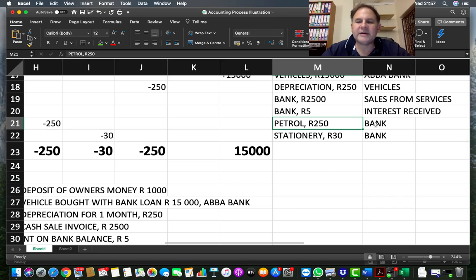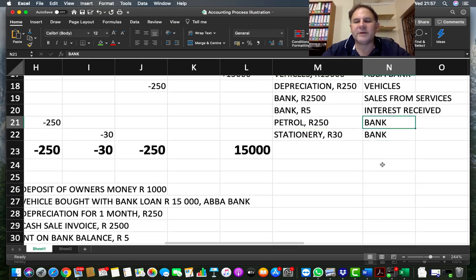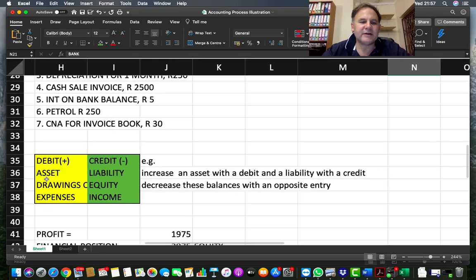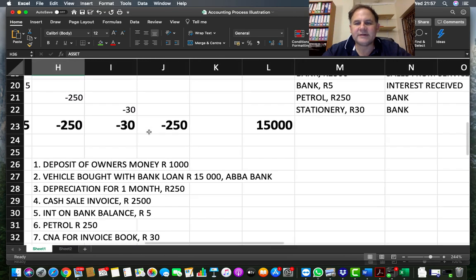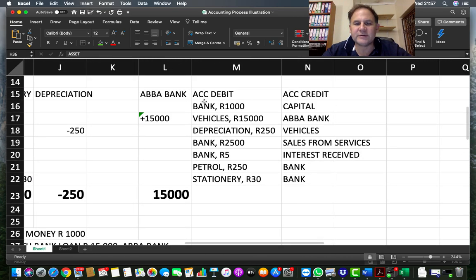Now, what's happened to the bank? The bank has decreased. What is bank? Bank is an asset. An asset normally has a debit balance, therefore I will credit it. Now, we've dealt with an equity transaction. We've dealt with an income transaction. And we've dealt with an expense.